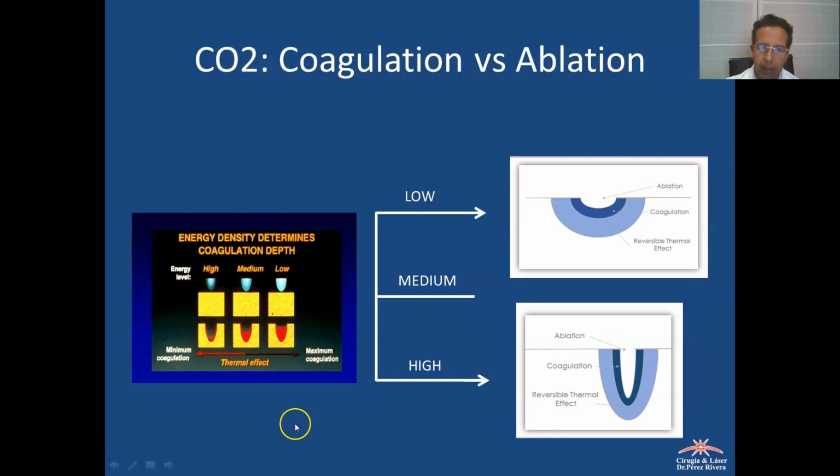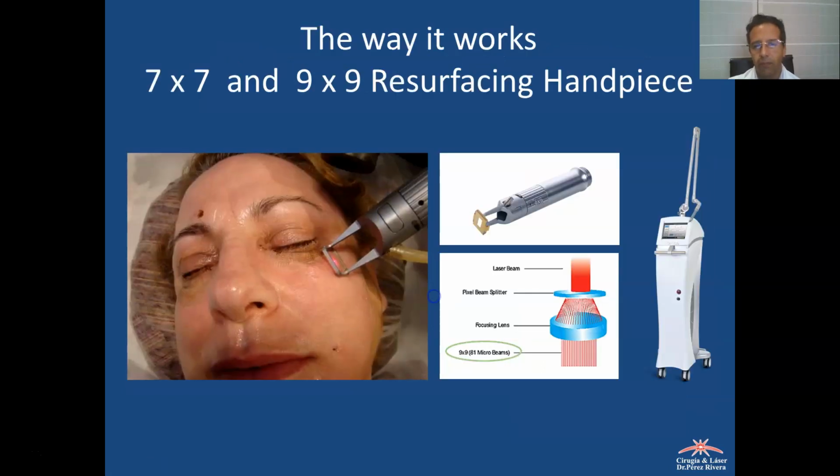In my device, I can choose the low parameter, which has a lot of coagulation effect and really low ablation effect. In the high parameter, I have the opposite, a lot of ablation effect and really low coagulation effect. And in the middle, we have the medium parameter with a combination of both actions.